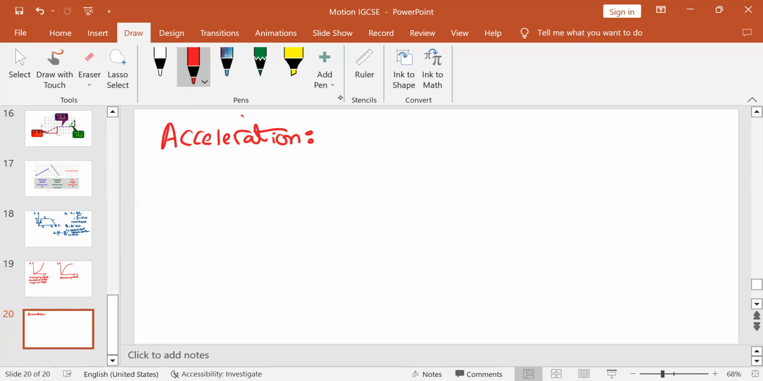So we say that acceleration is the rate of change of velocity. Okay? So for the body to accelerate, the body has to change its velocity. Velocity is a vector quantity, defined by magnitude and direction.